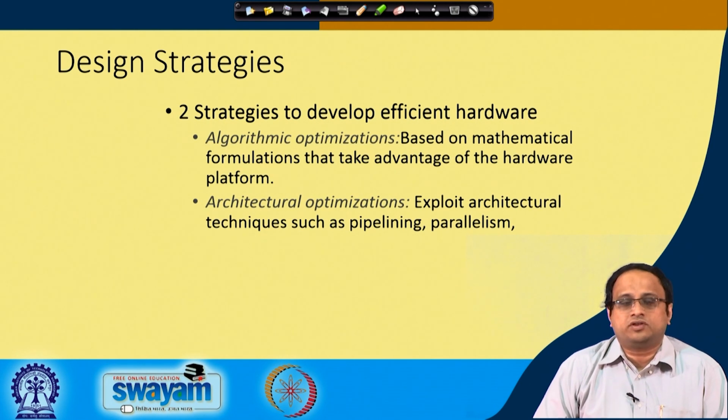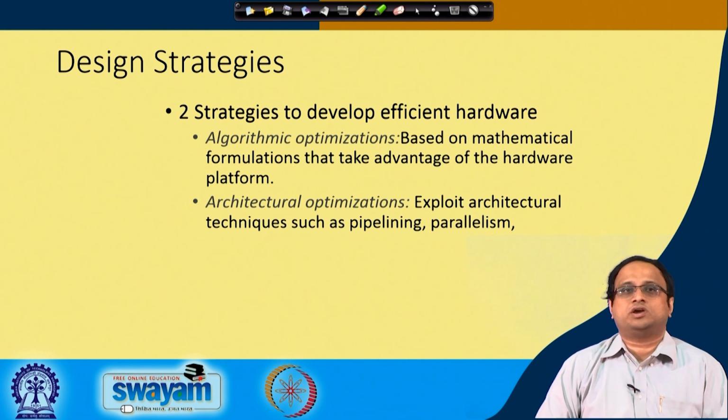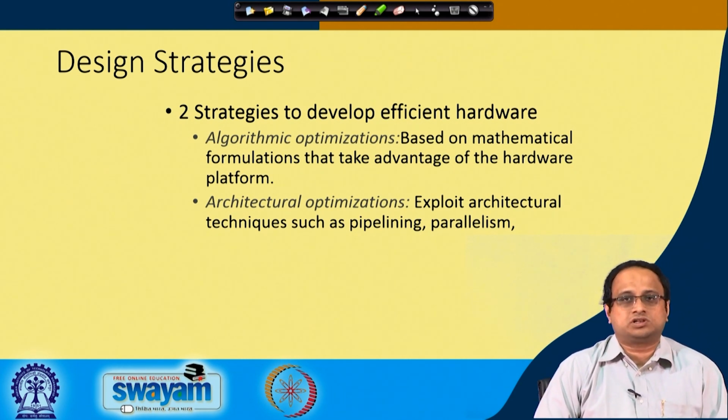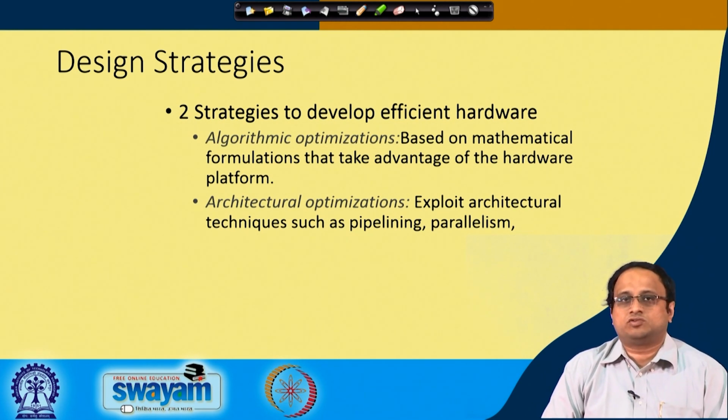On the other hand, we also adopt architectural optimizations, where we try to exploit architectural techniques like pipelining and parallelism. These are of course techniques which we have learned in the context of computer architectures, and we also try to adopt them to get an end-to-end high throughput design.